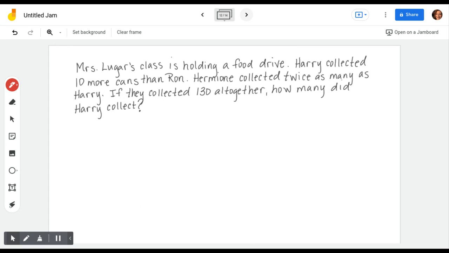Okay, I've got 2 word problems left. So this one says, Mrs. Luger's class is holding a food drive. Okay, pause. Yes, I used my own name. Yes, I used Harry, Ron, and Hermione. Yes, I'm a massive Harry Potter dork, and if I could have my way and teach at Hogwarts, I would. So just, let me have my fun. So Harry collected 10 more cans than Ron. Hermione collected twice as many as Harry. If they collected 130 together, how many did Harry collect?